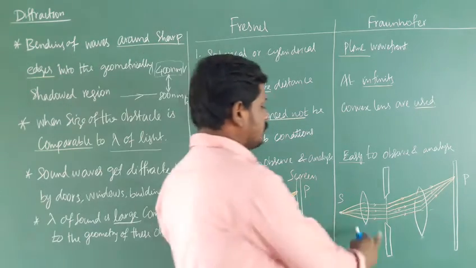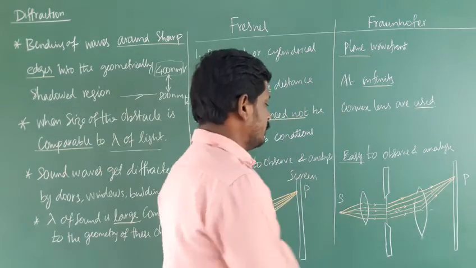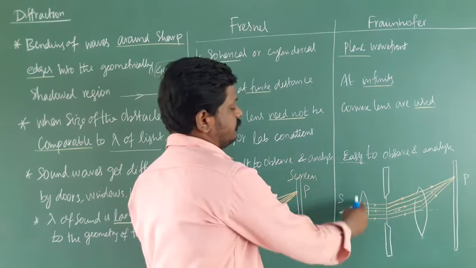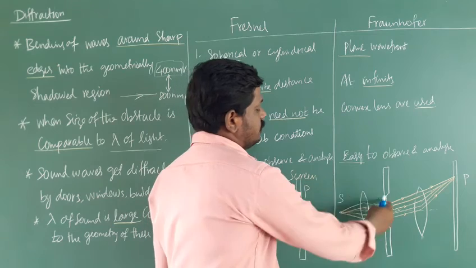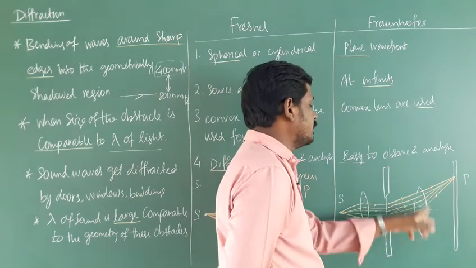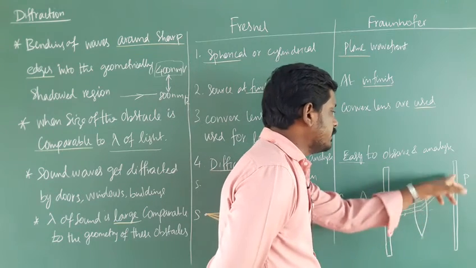Here there are two convex lenses used. This is a slit, and the source is at infinity. There is a need of a convex lens to focus onto the slit. To get the result, there is a need of another convex lens. The screen is at the point B.